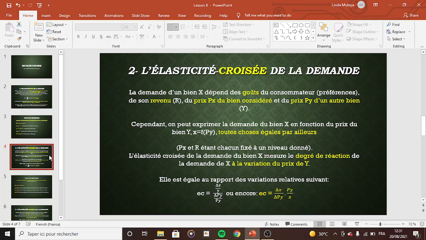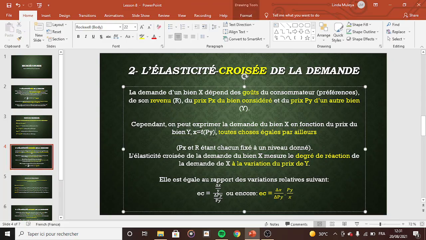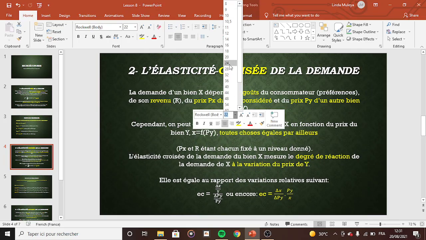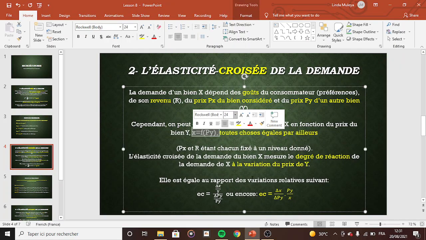So the difference we have here between the first, which is élasticité prix, and this one is the fact that you are now considering demand in terms of another good. And so you have your function here, X is equal to F of prix de Y. So it depends mostly on the price of good Y. Toutes choses égales par ailleurs. As usual, it just means ceteris paribus.